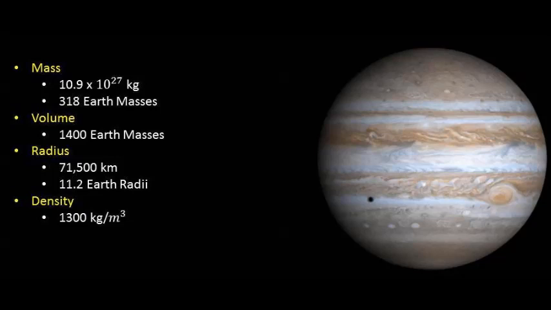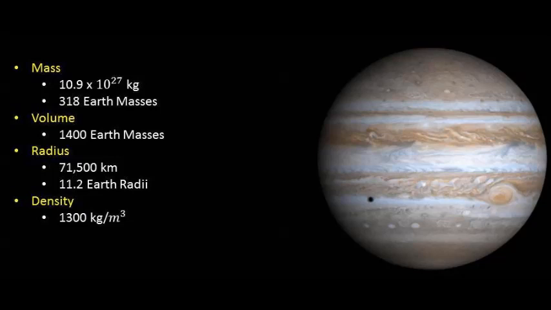In terms of volume, you could fit 1,000 Jupiters into the Sun, but you'd be able to fit 1,400 Earths into Jupiter. The radius of the planet is 71,500 kilometers. That's 11.2 times the Earth.